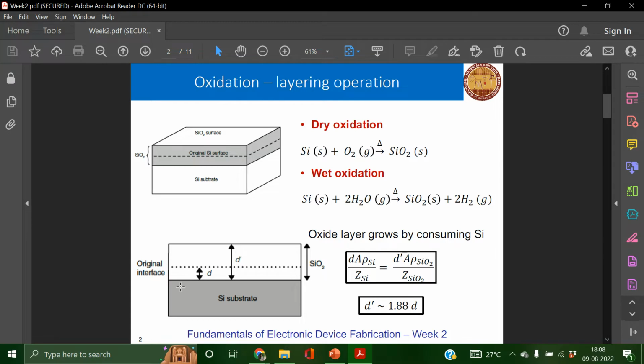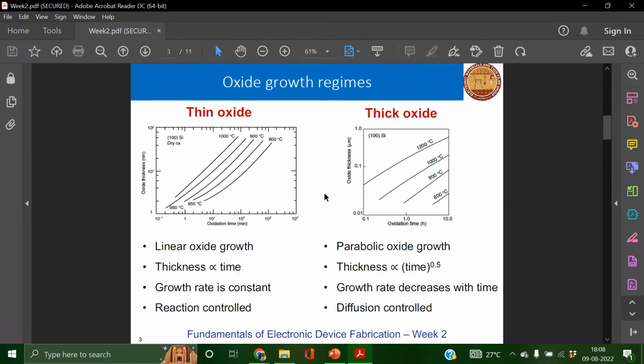This oxide layer grows by consuming the silicon substrate. If we know the thickness of the oxide that has been formed, we will be able to understand the thickness of silicon that is consumed. That is given by D' is approximately 1.88 D, where D' is the thickness of the oxide layer and D is the thickness of silicon consumed. We will be having such questions during the examination.